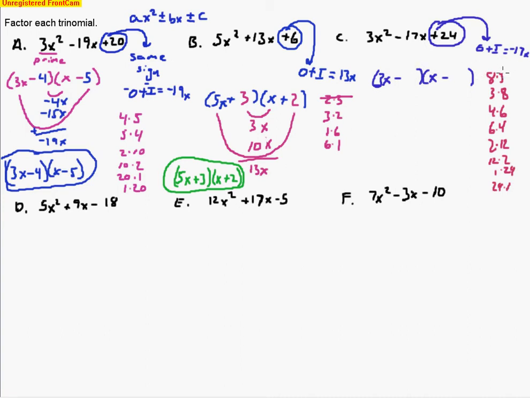So I'm going to try this first one, put the 8 here and the 3 here, and check those outside terms. Here I get negative 9x, and negative 8x for the inside terms, and sure enough we got it, negative 17x. It worked out. So we got it on the first try there. So we have 3x minus 8, and over here we've got an x minus 3. So again, lots of different options.